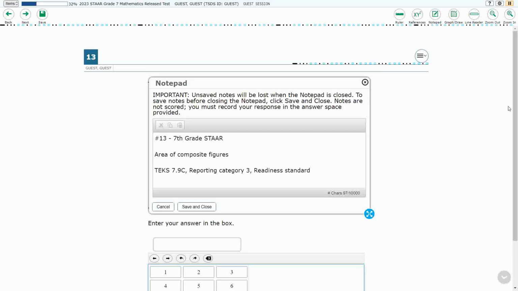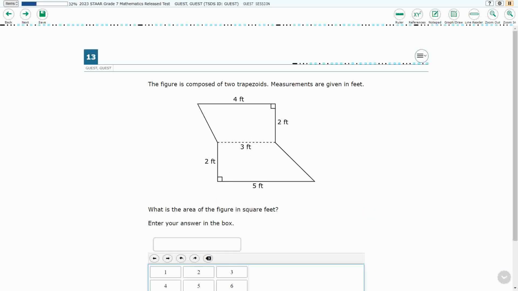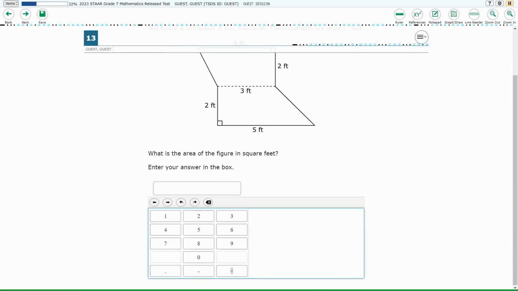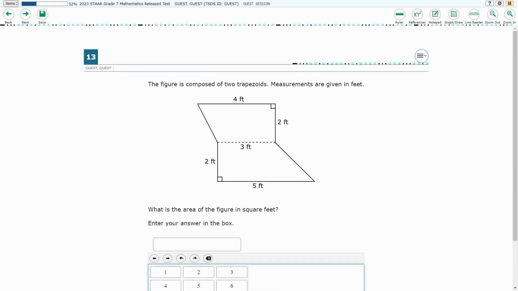For number 13, we are looking at the area of composite figures. This is a readiness standard, TEKS 7.9C in reporting category 3. So you see we have two trapezoids here, and we need to simply find the area, but we do have the equation editor down there, so there's no A, B, C, or D to choose from. We've just got to figure it out.